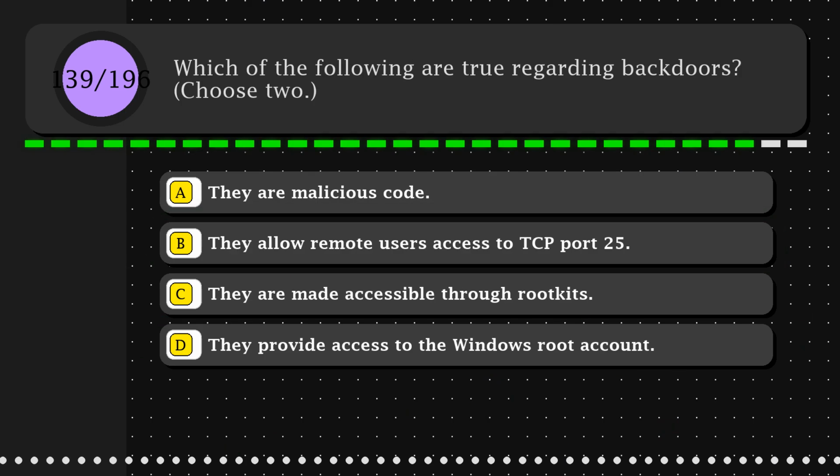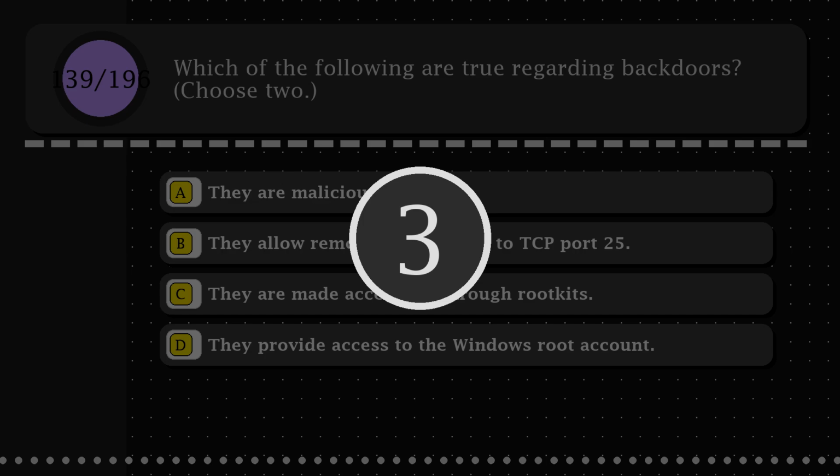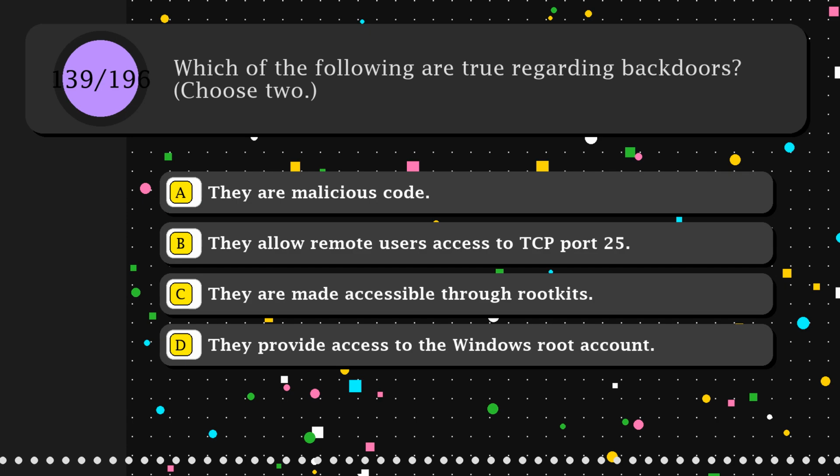Question 139. Which of the following are true regarding backdoors? Choose 2. Option A, they are malicious code. Option B, they allow remote users access to TCP port 25. Option C, they are made accessible through rootkits. Option D, they provide access to the Windows root account. The correct answer is option A, C.